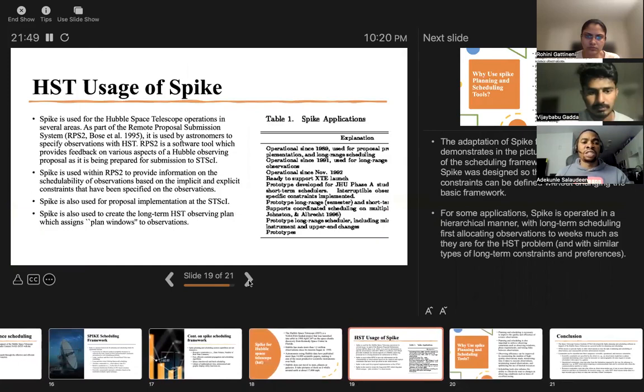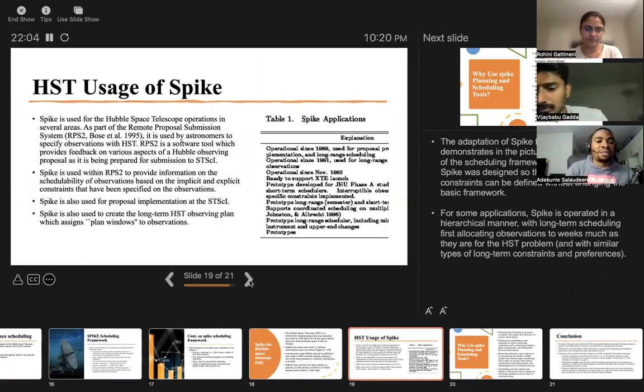Now the HST usage of Spike. Spike is used for Hubble Space Telescope operation in several areas. As part of the Remote Proposal Submission System, RPS2, there's a quote from RPS2 and Bose et al. in 1995. It is used by astronomers to specify observations with the HST. RPS2 is a software tool which provides feedback on various aspects of a Hubble observing proposal as it's being prepared for submission to the STScI.